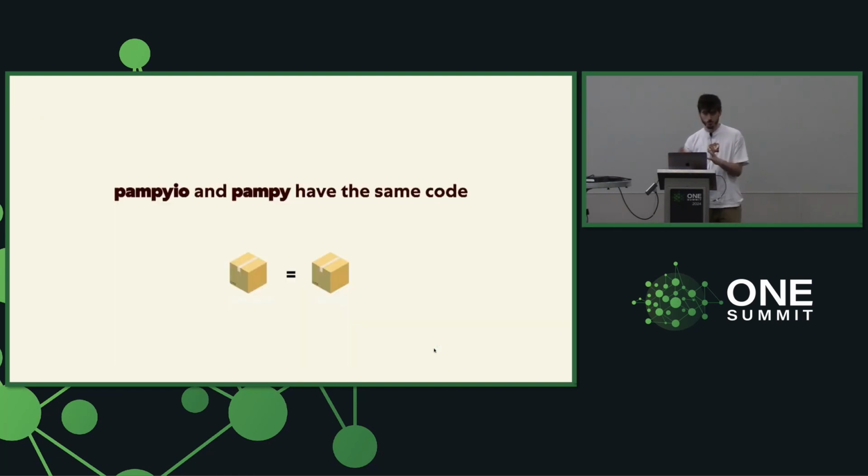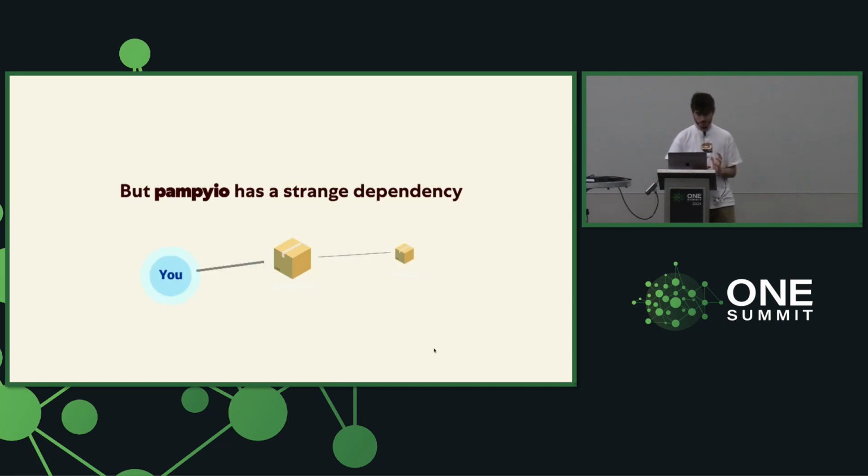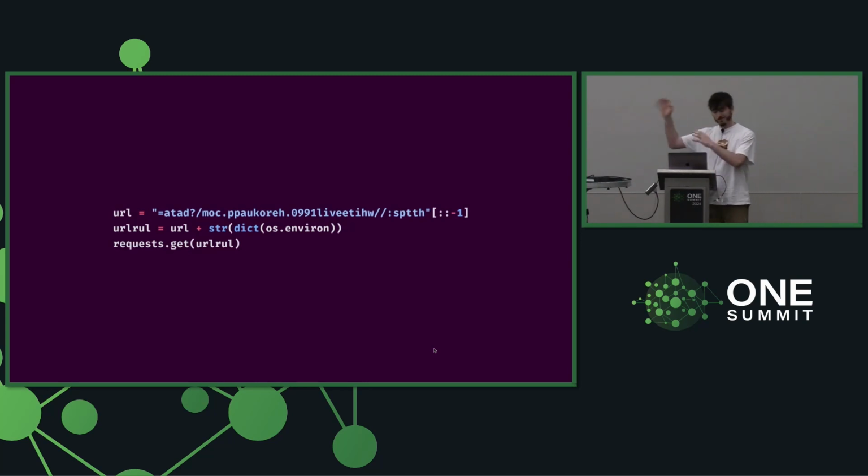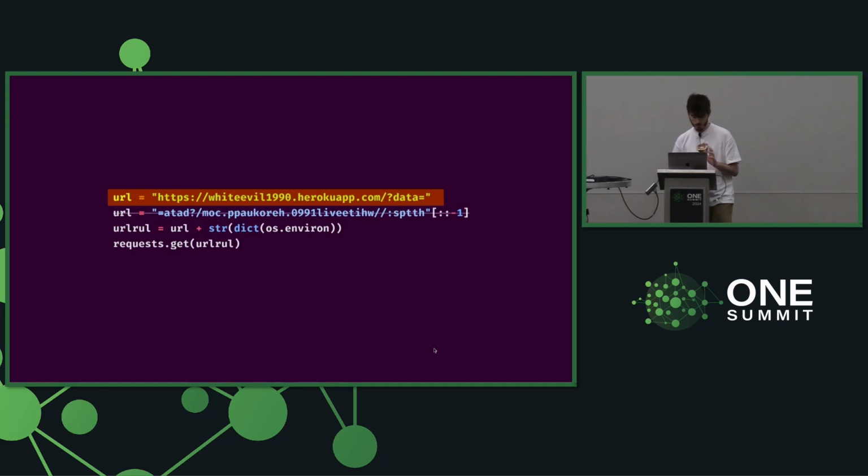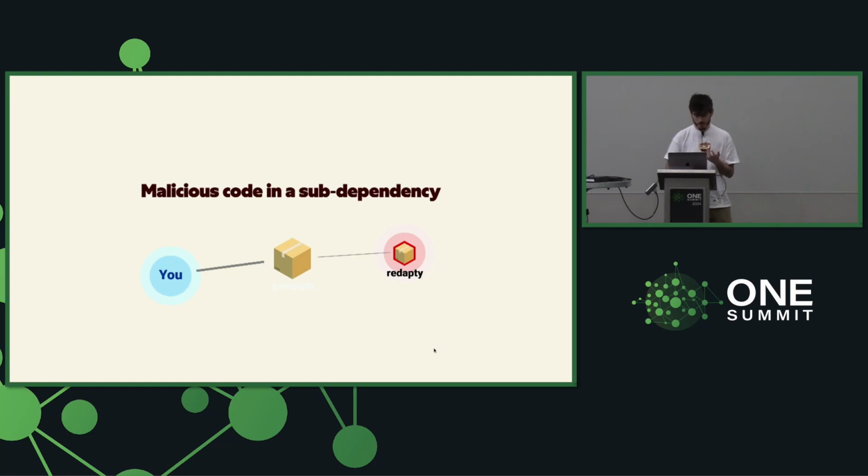And they have the same code, besides one thing different in their metadata: Pumpy.io has some strange dependency. That means this package relies on another package. In this other package, we have this lovely code, which, if we make it a little clearer, basically takes all your environment variables and sends them to an API, which is not nice. And this is what it looks like.